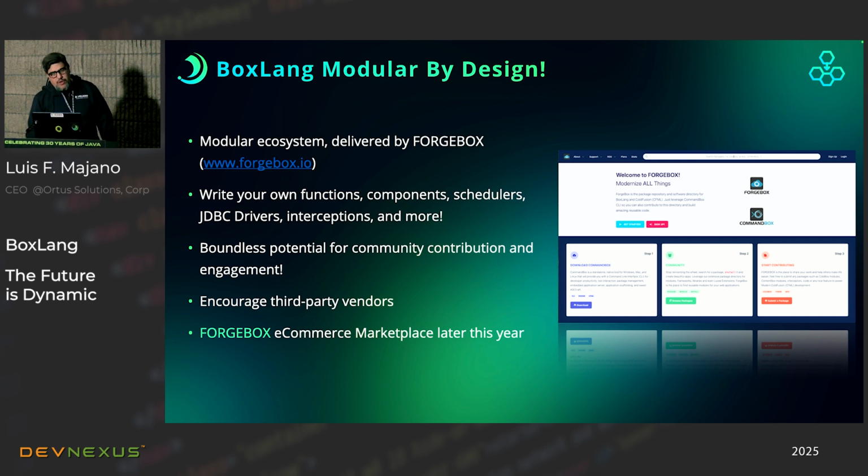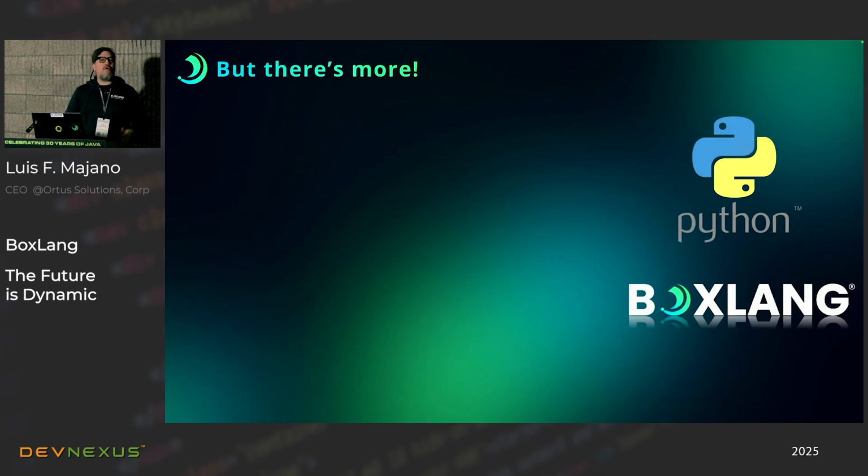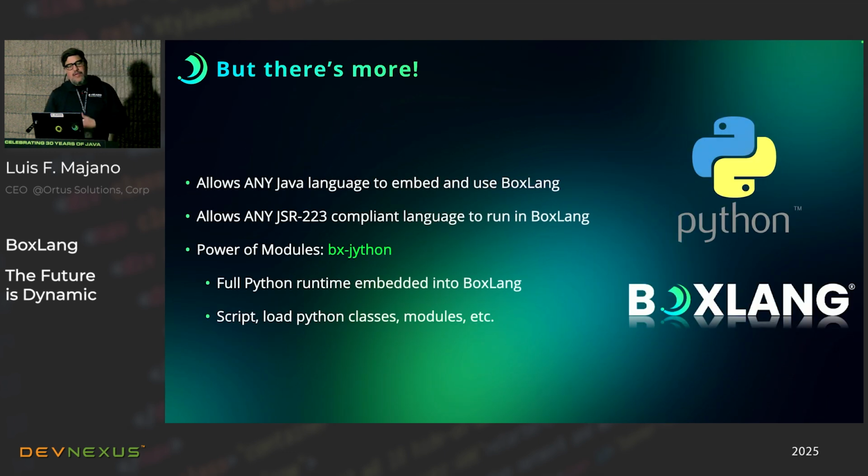But that also gave us the capability to do more. So for example, we've integrated the Python language into BoxLang via modules by using JSR 223 compliancy. And we've created the BX-Jython. We're actually working on 3 more using some of the GraalVM providers through their Truffle framework. They're in development. There's one for Python, there's one for Ruby, and I think there's another one for Groovy, actually.